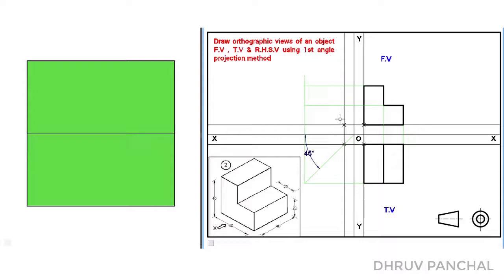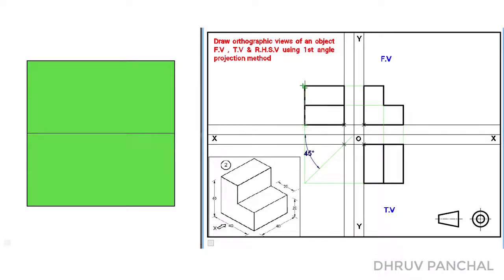From the reference point, draw a horizontal line of 40 millimeters. Draw a 40 millimeter vertical line. Draw a 40 millimeter horizontal line. Draw a 40 millimeter vertical line. In the right hand side view, there is one line visible at a distance of 20 millimeters. So draw it also.